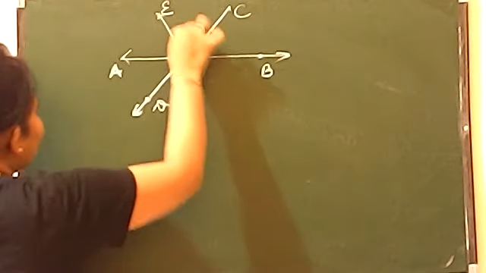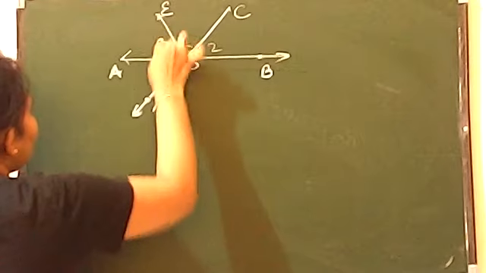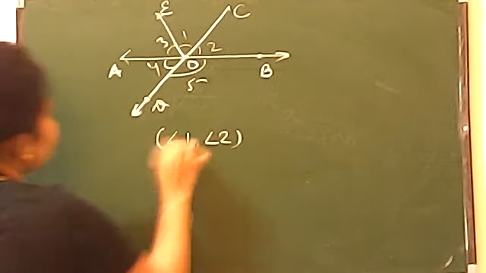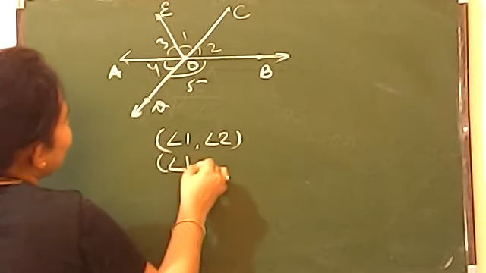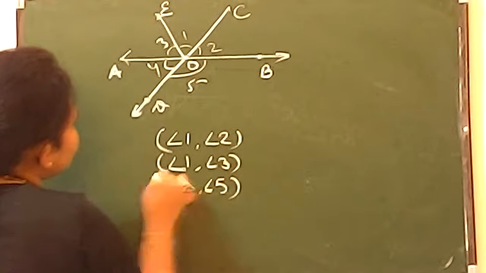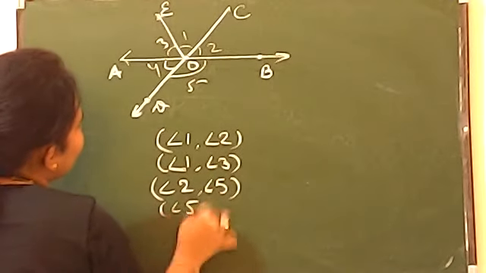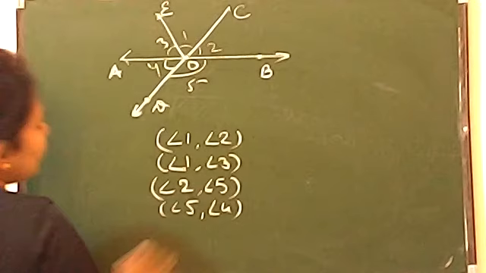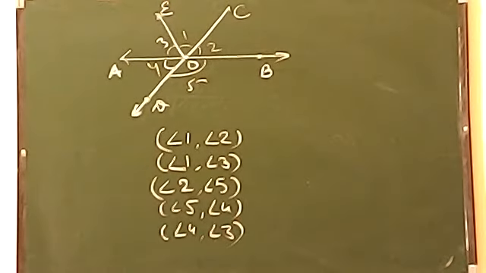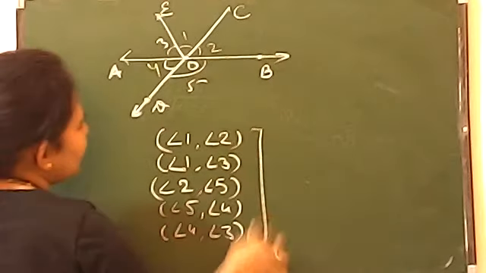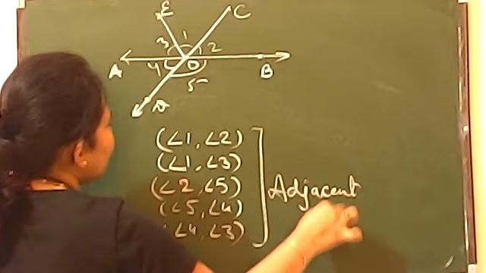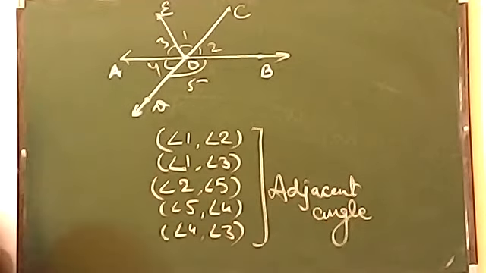Let us give the names 1, 2, 3, 4, and 5. So remember, angle 1 and angle 2 are adjacent. Then angle 1 and 3 are adjacent. Then angle 2 and angle 5 are adjacent. Then angle 5 and angle 4 are adjacent. And angle 4 and angle 3 are adjacent. These are all adjacent angles, by the numbers of angles I am telling you. The definition of adjacent angle is already told by me in the previous classes.